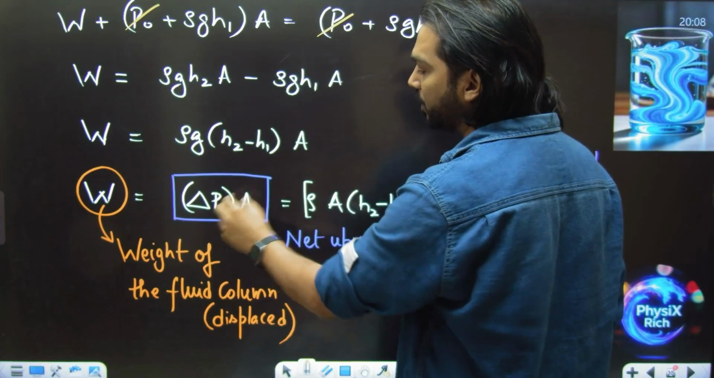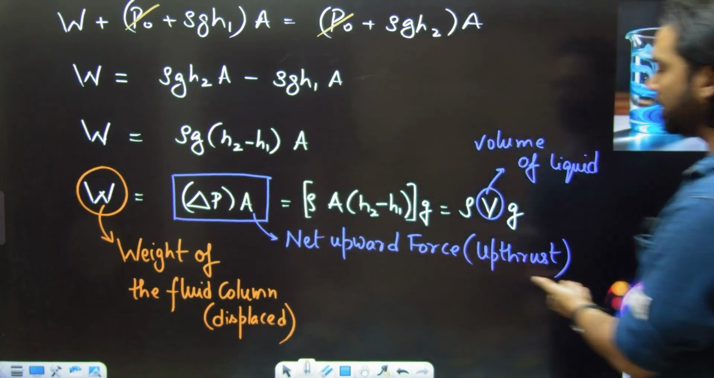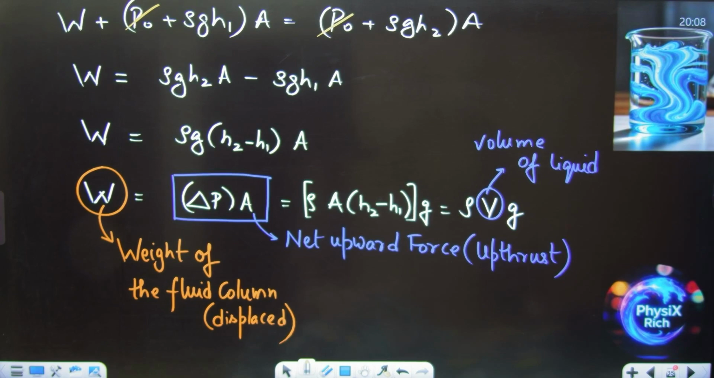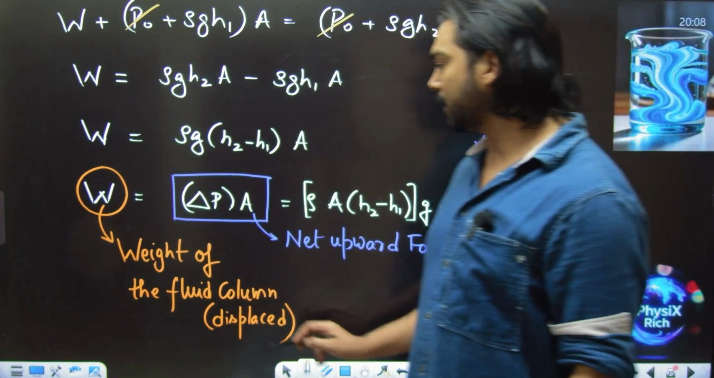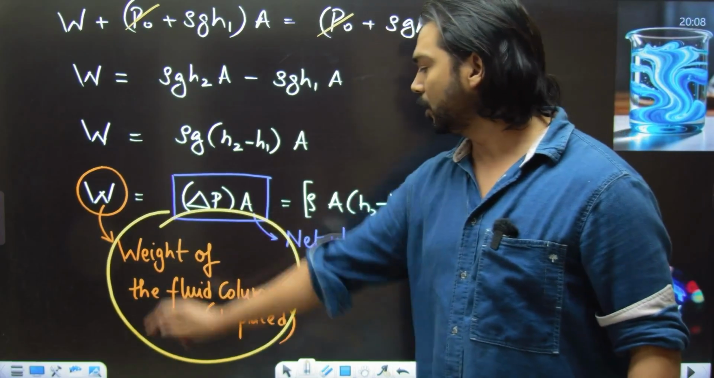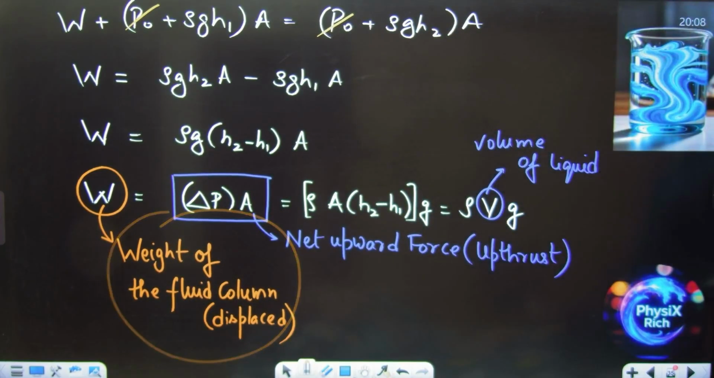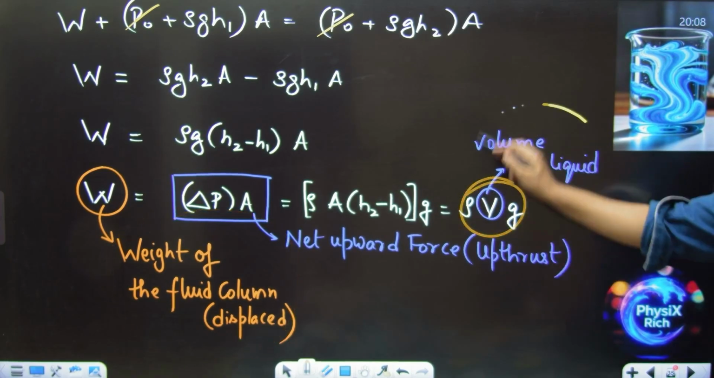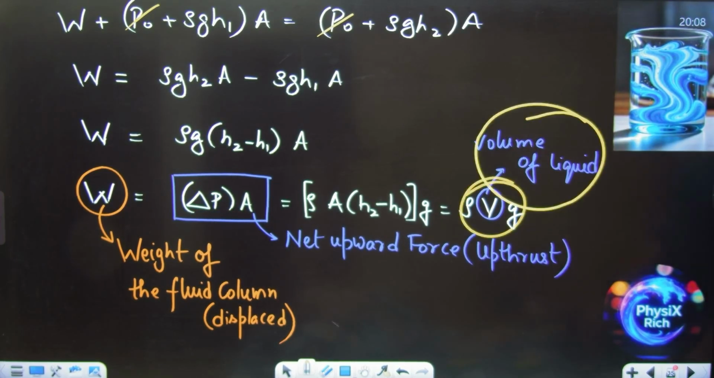All right, and you see this delta P A itself is the net upward buoyant force. And we have proved that it is equal to the weight of the fluid column which has been displaced. So remember, guys, rho V g is always the buoyant force.